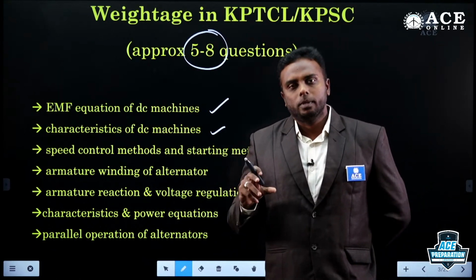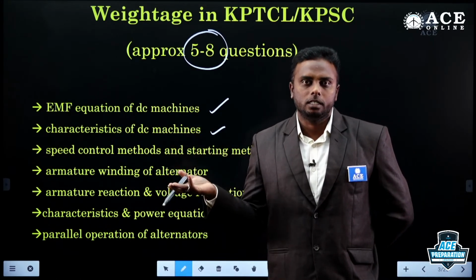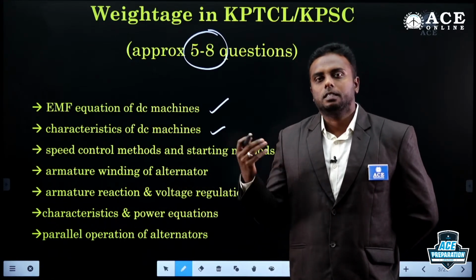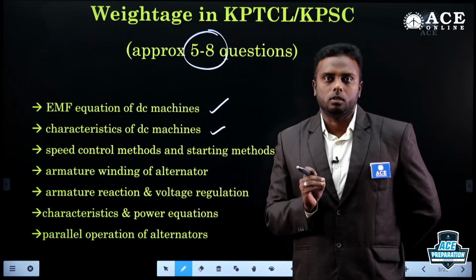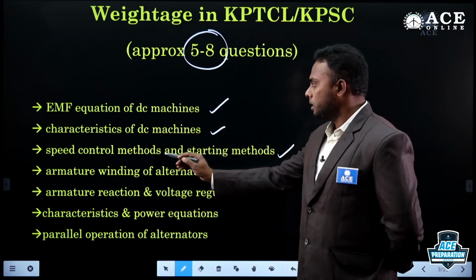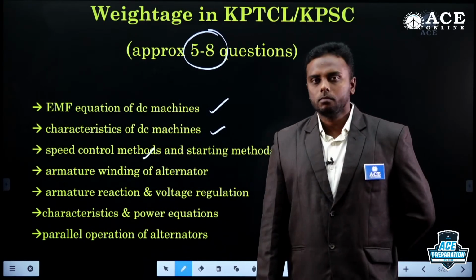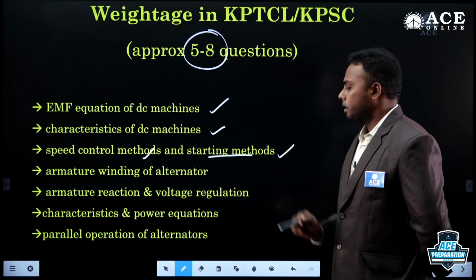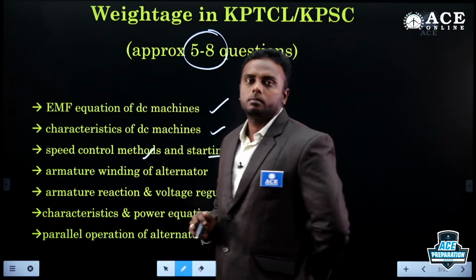And which method will give higher speed or above rated speed, below rated speed, or constant power drive, which method is suitable? So these will all come in the speed control methods. Next, starting methods. Starting method of DC motor.